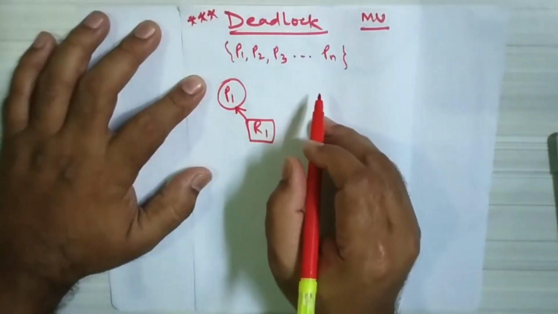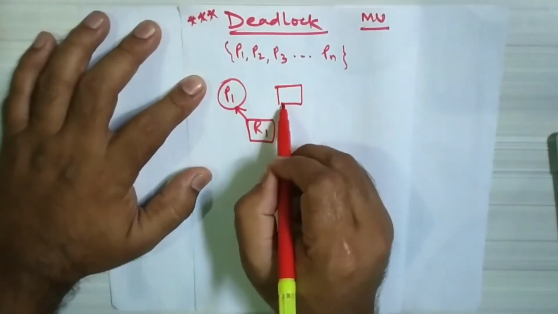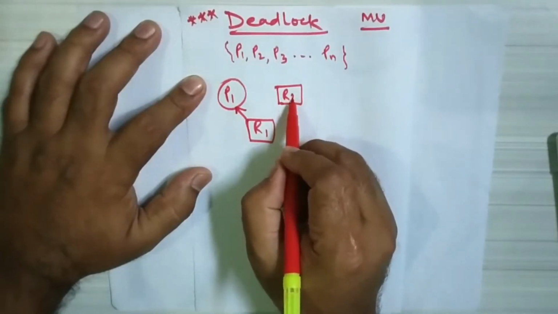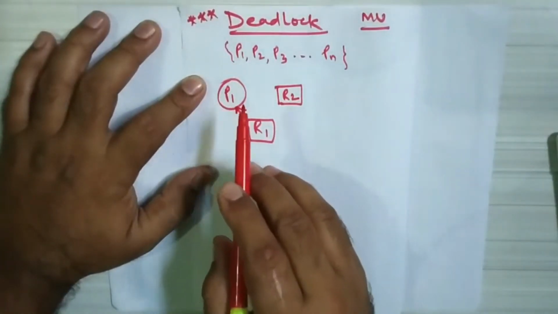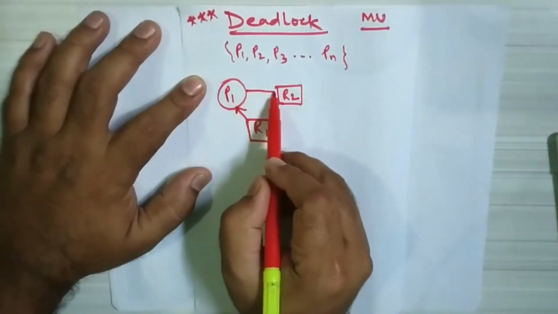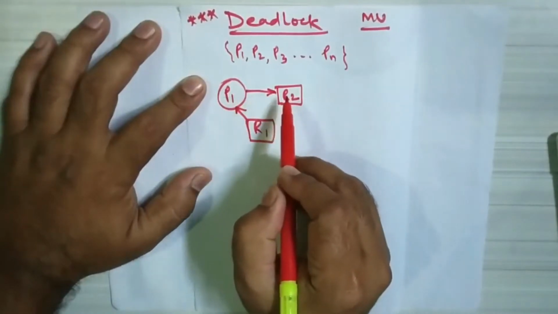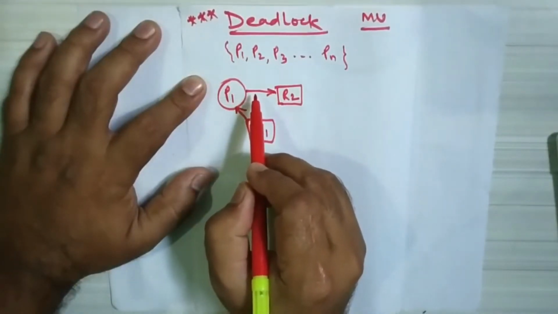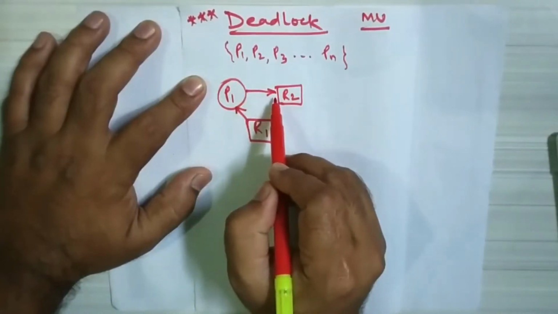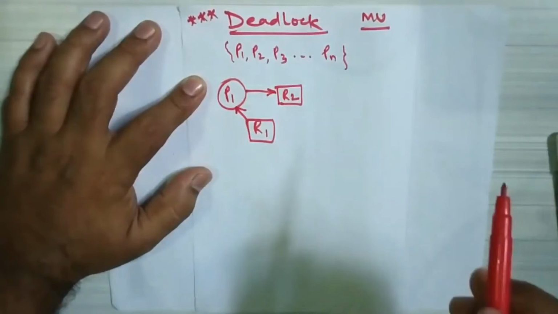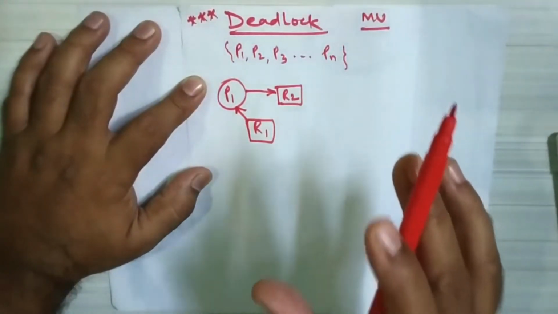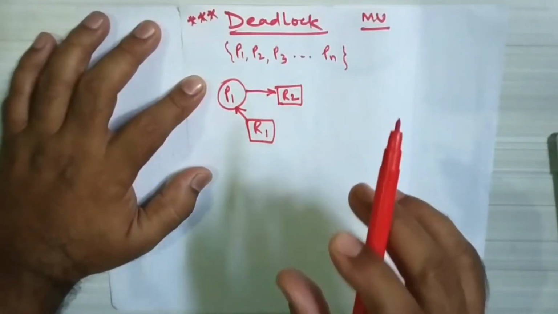Now imagine a second resource, r2. If p1 has a requirement of r2, it can be shown like this. So p1 requires r2, but right now it does not have control of resource r2. So we show the arrow mark towards the resource. This is just a simple convention we need to understand before understanding deadlock.